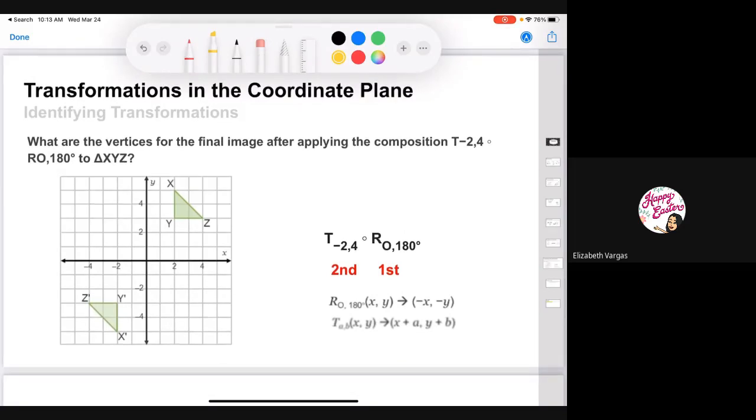Okay, so let's look at a type of problem we might encounter here. This one says, what are the vertices for the final image after applying the composition? And we read these compositions from right to left. So after composition, first thing is a rotation about the origin, 180 degrees. And then the second thing is our translation, (-2, 4). Okay, so we read it from right to left. So the first thing we want to do is apply the rotation. And then after we apply the rotation, we apply the translation.